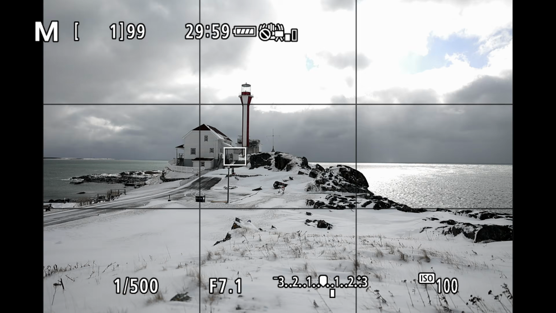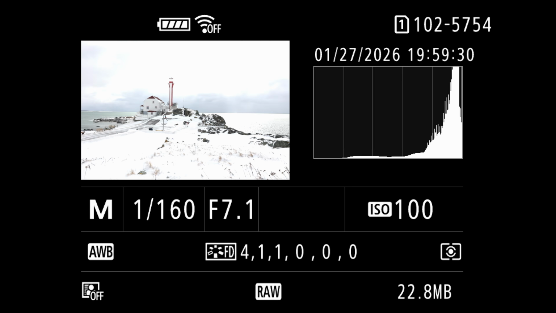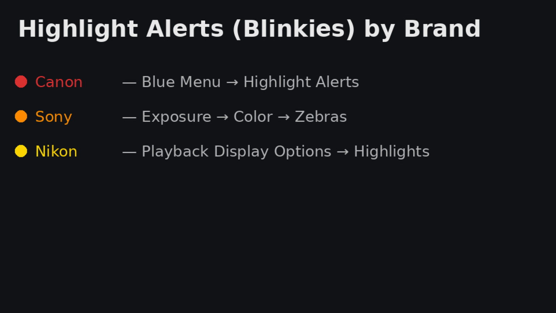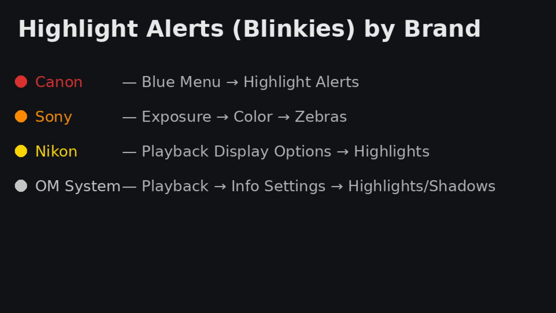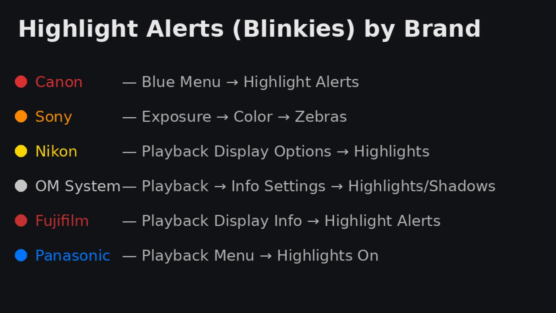And that takes me to my next tip, blinkies. So in the previous tip, how will I know my skies are overexposed? Turn on highlight alerts. These are alerts that flash either after or while you take photos, telling you that your whites are overexposed. On a Canon camera, that's in the blue playback menu. On a Sony camera, this is under exposure, color, zebras. On a Nikon, look for playback display options and click highlights. On OM Systems cameras, playback, info settings, live view info, highlights and shadows. On a Fuji, playback display info, highlight alerts. And on a Panasonic, playback menu, highlights on.